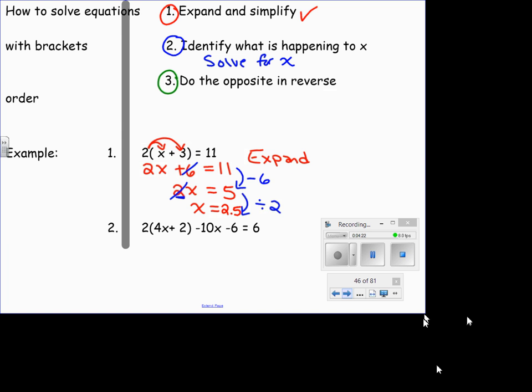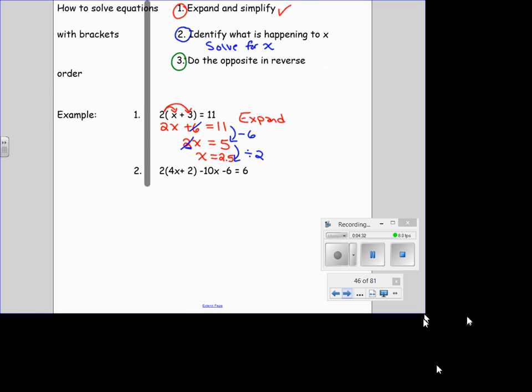So let's try the second one the same way, because the second one looks like it's a lot more involved, except I'm really just doing the exact same steps. For the second one, I'm going to expand first as well. So that means I'll take 2 by 4x, and I get 8x, and 2 by 2, which is 4. Everything else I bring down. So minus the 10x, I just bring it down. Minus 6, I just bring that down. Equals 6, I just bring that down. So I'm not doing anything to those additional terms.